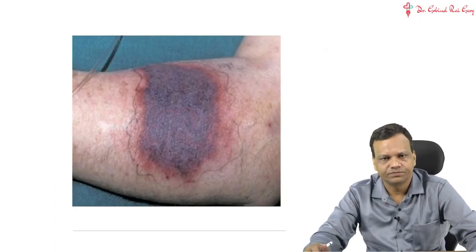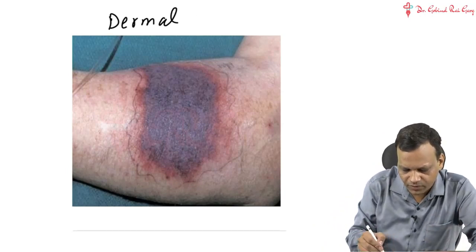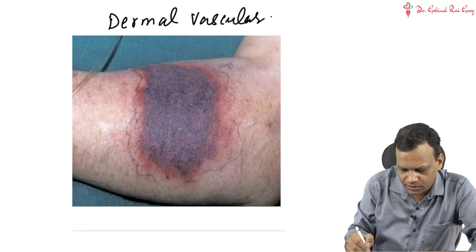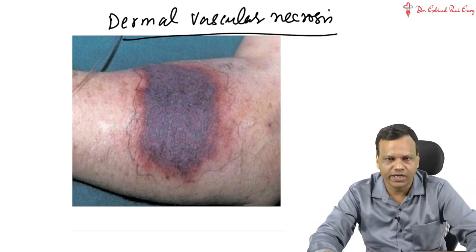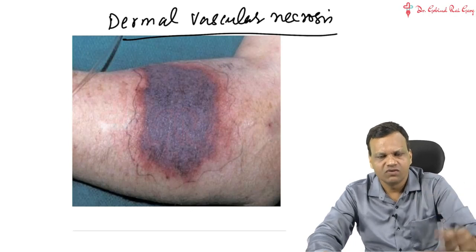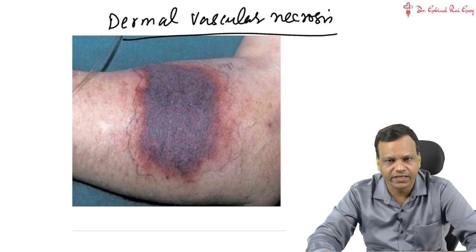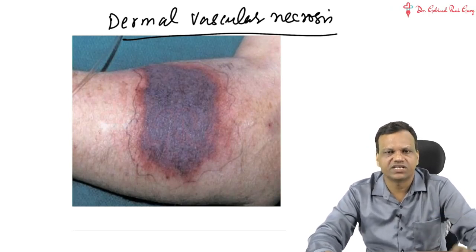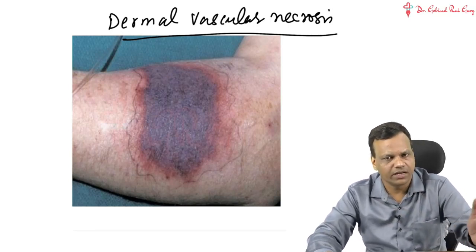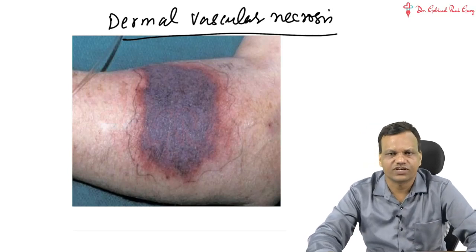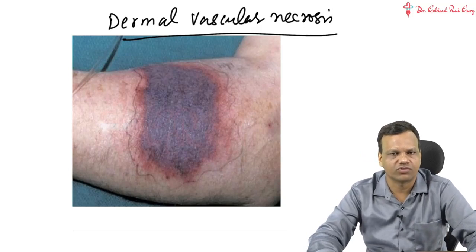So this is the classical feature of warfarin induced dermal vascular necrosis. When we start warfarin, for the initial 1 or 2 days, it increases the risk of thrombosis, which can lead to dermal vascular necrosis. This is more likely in those patients who have a genetic deficiency of protein C, because warfarin first of all inhibits protein C. It inhibits the activation of clotting as well as anti-clotting factors. So first of all, protein C may finish, which may increase coagulation, leading to hypercoagulation or dermal vascular necrosis.